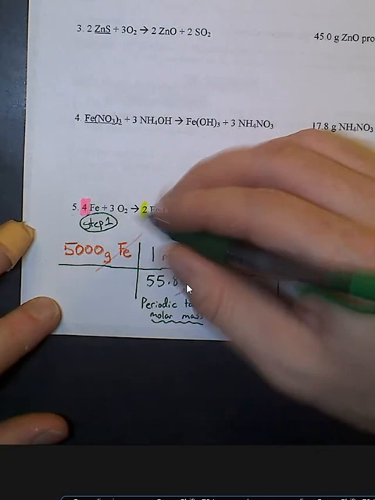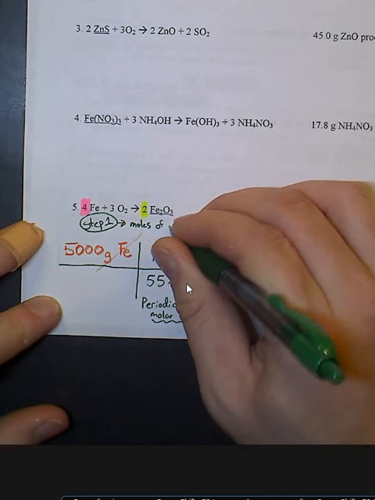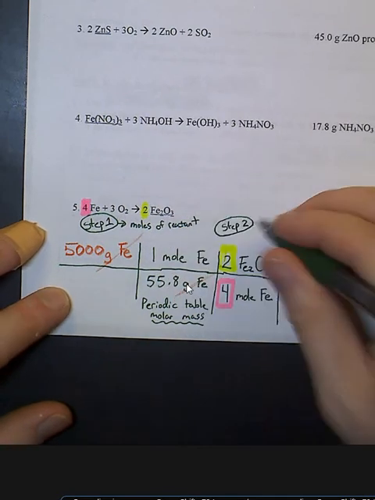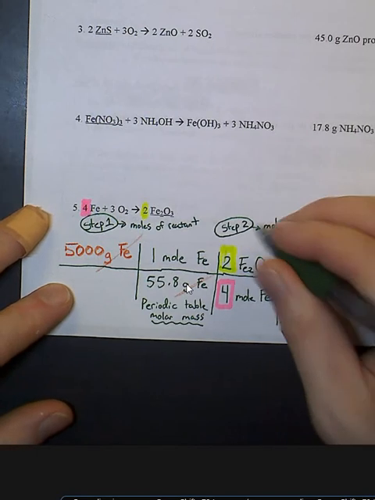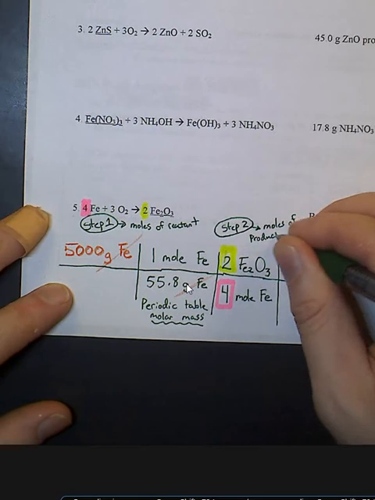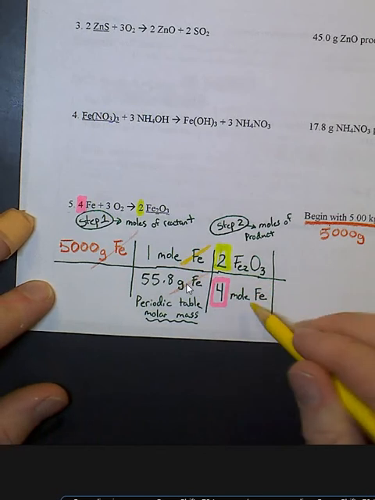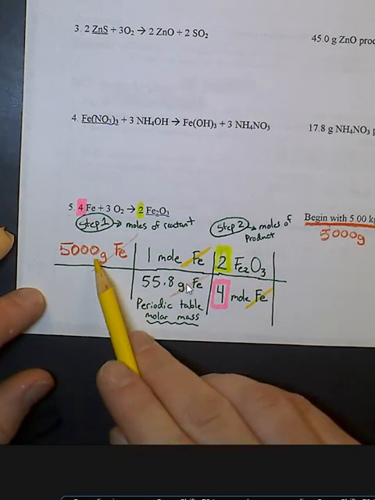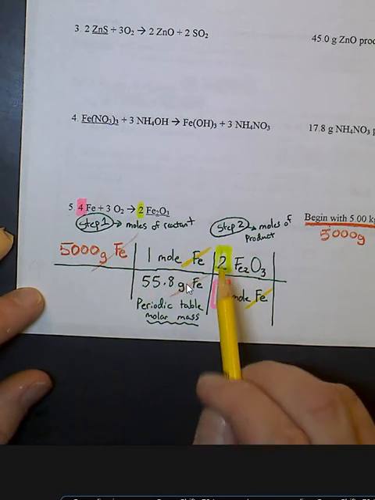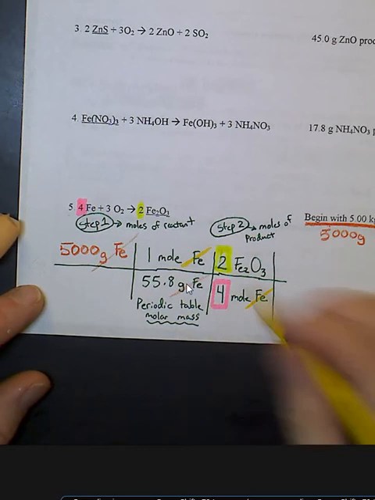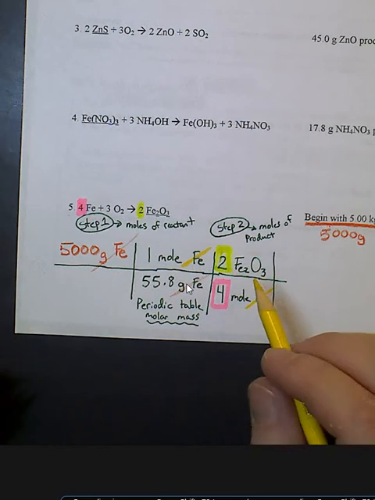Step 1, changing it to moles. Moles of your reactant. Step 2, okay? Now we're changing it to moles of our product. Okay? So then if we go back, moles of iron cancels out with our moles of iron down here. If we take 5,000, multiply it by 1, divide by 55.8, multiply by 2, and divide by 4, I realize that's a lot of steps, we then would have the amount of moles of iron oxide that we produce. Okay? We're going one more step. We're going from mass to mass.